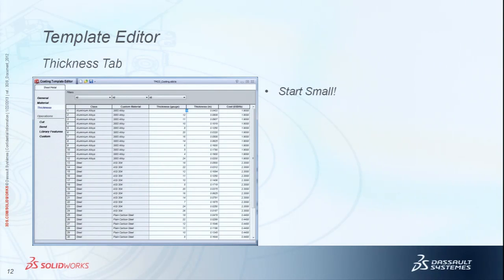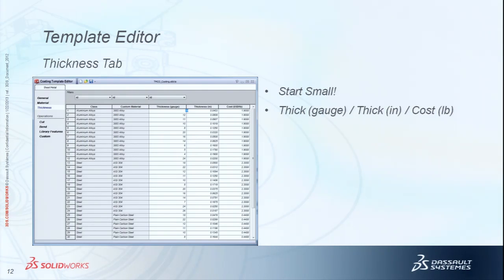Thickness tab. This is where it expands rapidly. That last screen there was like maybe 2 or 3 lines. I had 2 classes, 3 materials. Now all of a sudden I'm scrolling off the bottom just by adding thicknesses. So if you run a wide variety of thicknesses, it gets away from you really quick.